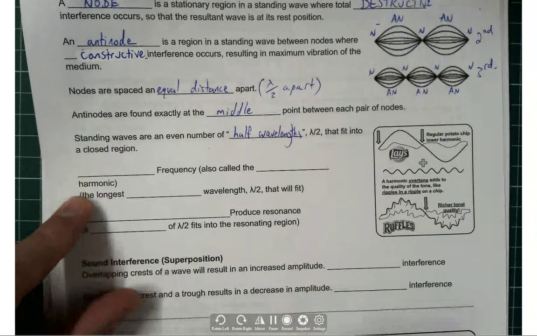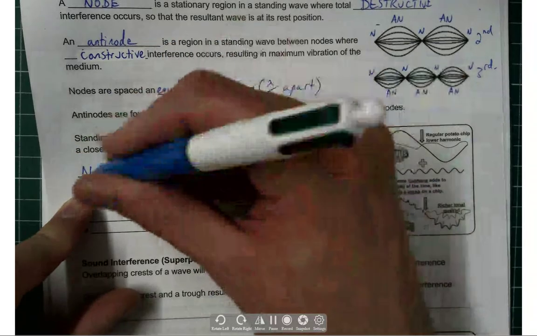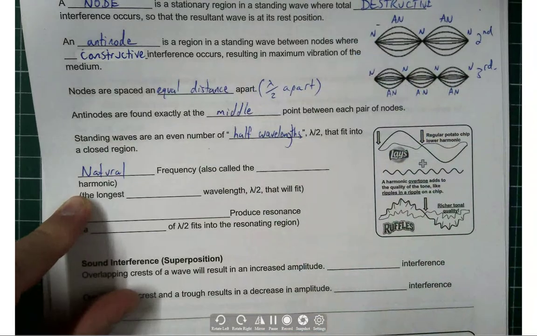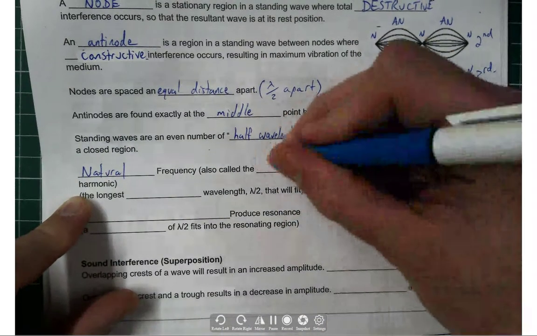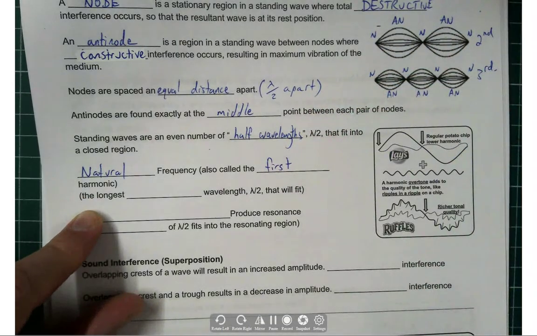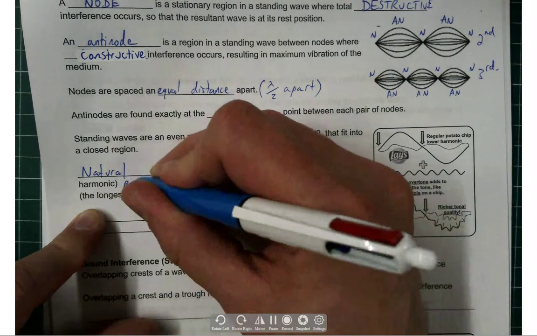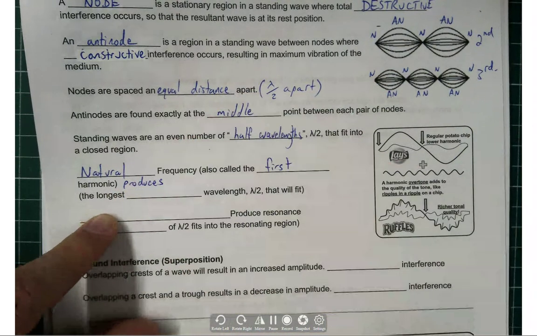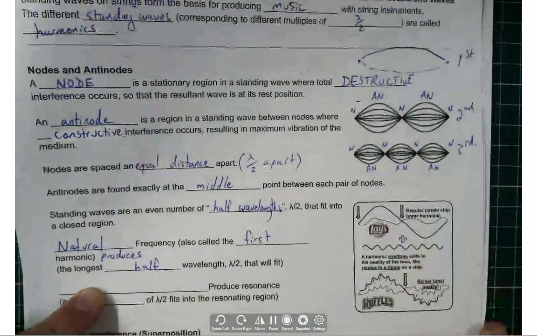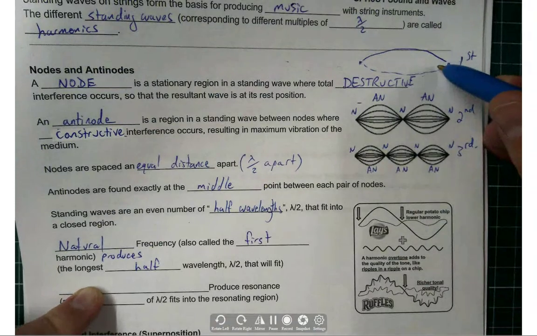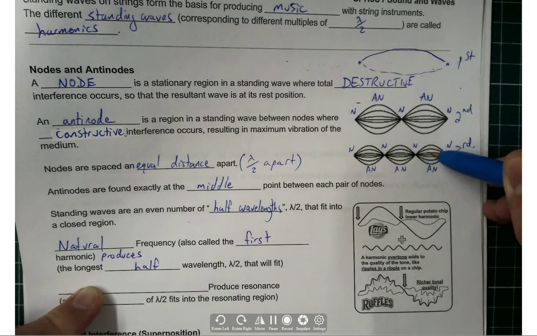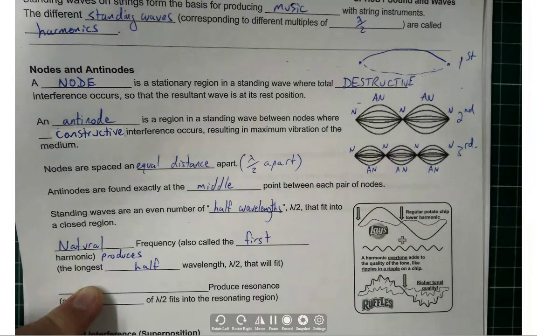Anyway, the natural frequency, there's one of those synonymous terms. The natural frequency is also called the first harmonic. I'm going to throw in a word: it produces the longest half wavelength. Take a look. I'll zoom up here. You see that this half wavelength is bigger than the next half wavelength. This half wavelength is bigger than that half wavelength. There's not going to be another half wavelength that gets longer than the first one. The first one's as big as it gets.